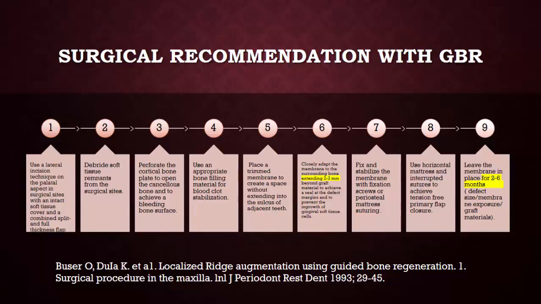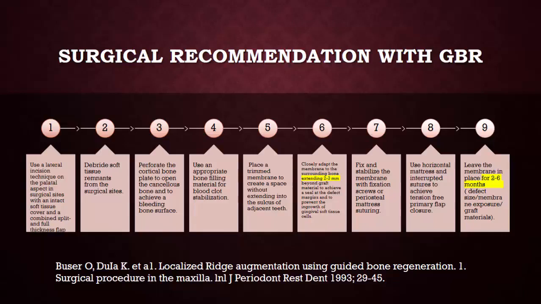The first step is the flap design and manipulation, which is a very important step. So we have to use a lateral incision technique on the palatal aspect in the surgical site with intact soft tissue cover and a combined split and full thickness flap. The second step is debride the soft tissue remnants from the surgical site. The third step will be perforate the cortical bone plate to open the cancellous bone and to achieve a bleeding bone surface. فإذا الخطوة الأولى هو حيكون الفلاب ديزاين.